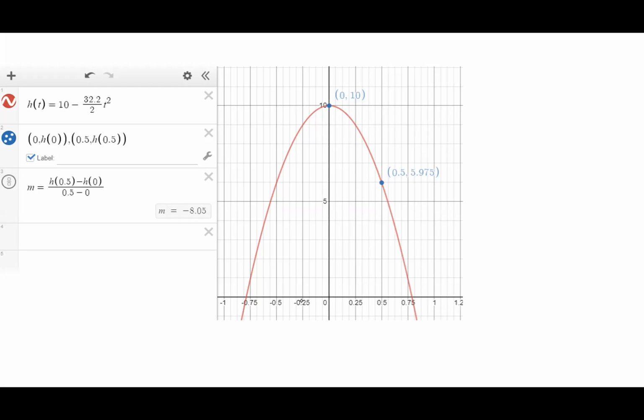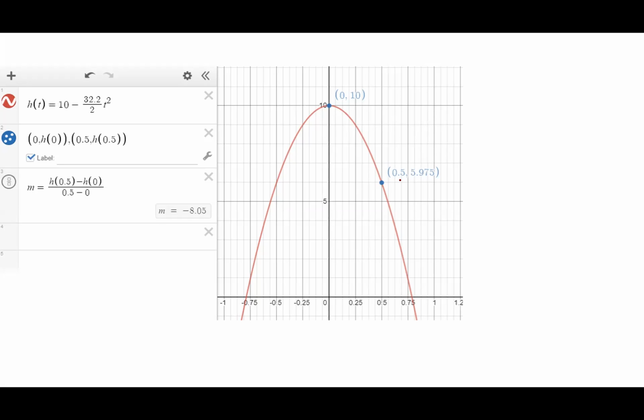Okay, I'm back. So we have the height axis and the time axis, and you can see we are at a height of 10 at the very top, because the basketball hoop is 10 feet high. And then we're looking at a point in time 0.5 seconds later. That's the x coordinate, or the t coordinate in this case. 0.5 seconds later, what's the height of the basketball? Well, it's 5.975 feet.